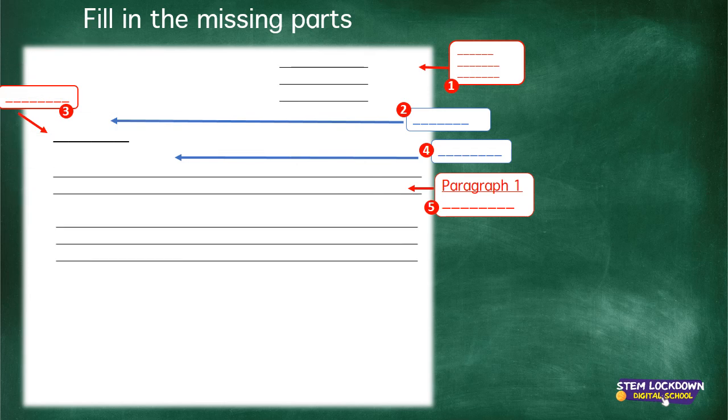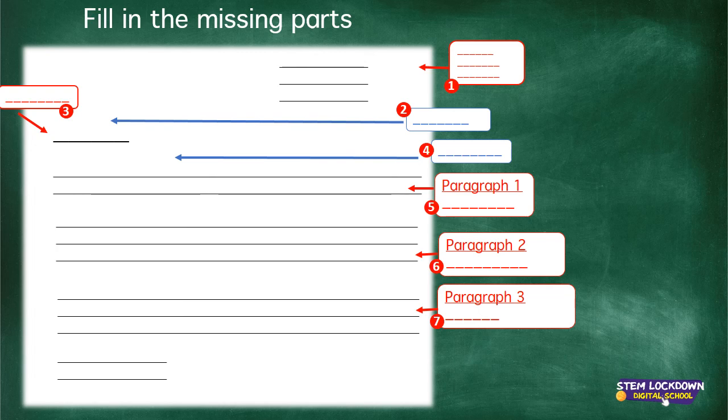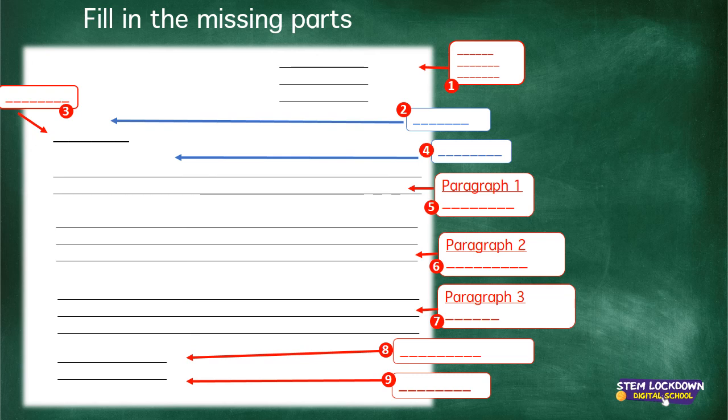Right, let's go on. Then we get the next paragraph, paragraph 2. What is paragraph 2 about? Right. Let's go on. And we get paragraph 3. What is paragraph 3 about? After that, what goes first? The bottom of the end of your letter. And what goes underneath that?